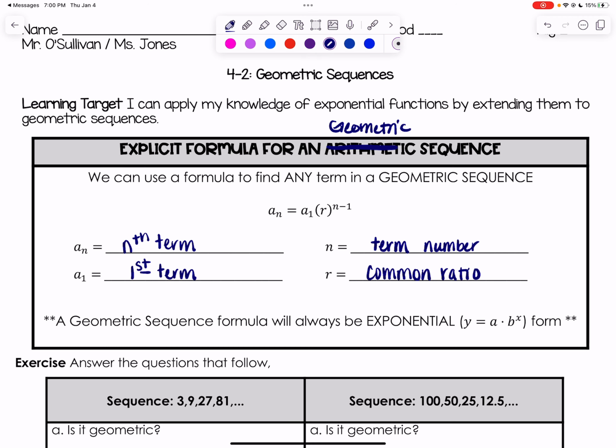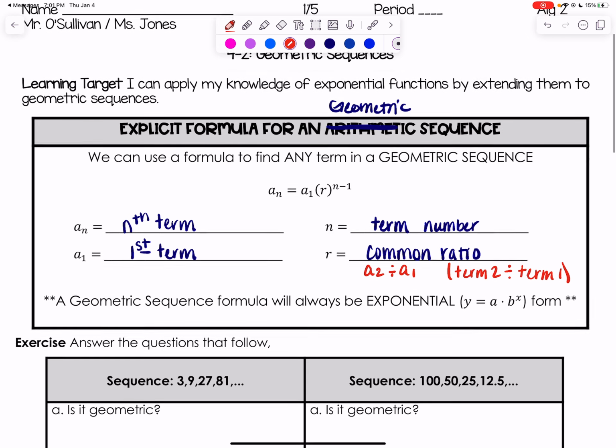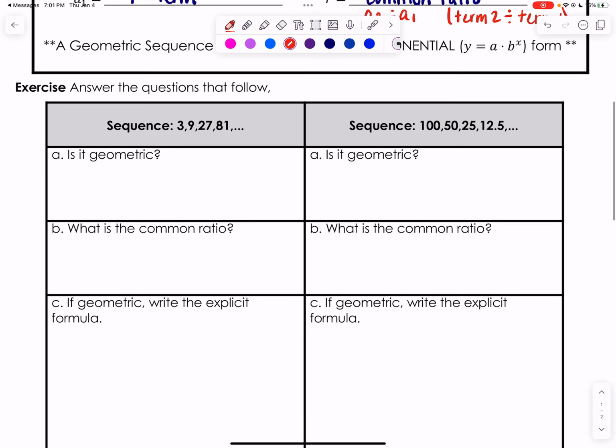And if you're ever stuck and you're like, I'm not sure how to find my common ratio for a sequence, just do a sub 2 divided by a sub 1, or term 2 divided by term 1. And that will tell you your common ratio. Now, when it's in its fully simplest form, a geometric sequence will always be an exponential function. So let's see how we can figure it out.